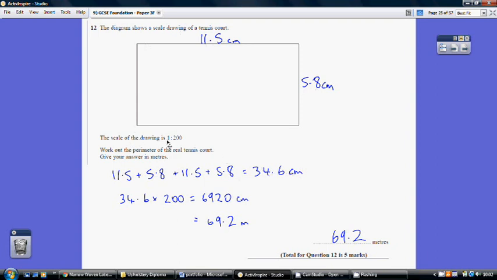Now the scale is 1 to 200, so multiplying this by 200, we can see the perimeter of a real tennis court would be 6,920 centimeters. Now there are 100 centimeters in a meter, so divide this by 100 to get 69.2 meters.